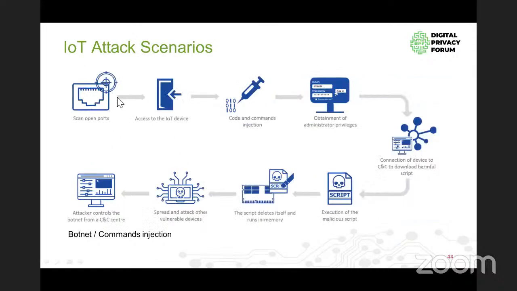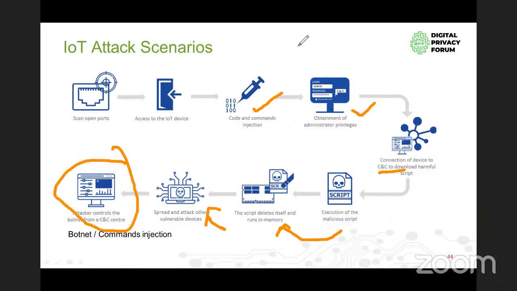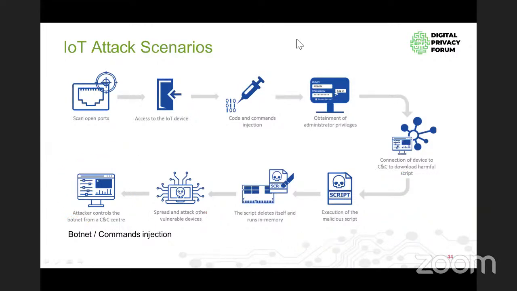So once they can scan the port of your device, right? Access the IoT device. Once they scan, they can code and inject the command, obtain administrative privilege, connect the device to the command and control server, run the script on the device, and spread the attack to other vulnerable devices. The attacker controls the botnet from command and control. This is how they do botnet and command injection.